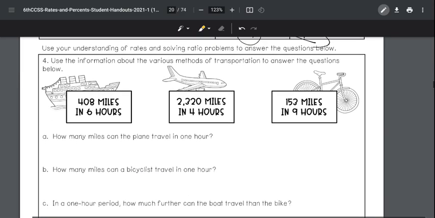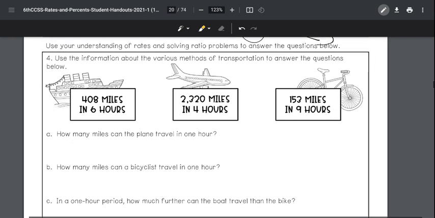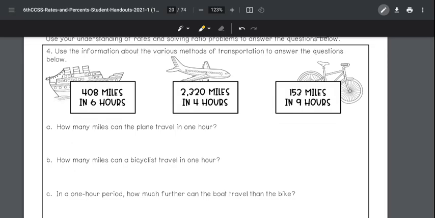All right, use your understanding of rates in solving ratio problems to answer the questions below. Number 4, use the information about the various methods of transportation to answer the questions below. Part A, how many miles can the plane travel in 1 hour? All right, so Part A, dealing with an airplane. Based on the information they gave us, the plane can travel 2,320 miles in 4 hours. But the question said, how many miles can it travel in 1 hour? So we have to find our unit rate.